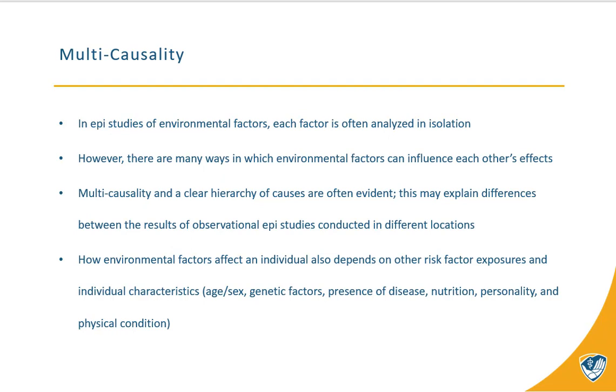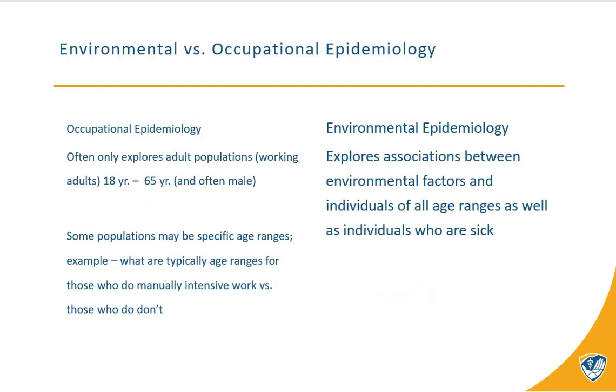In epidemiologic studies of environmental factors, each factor is often analyzed in isolation. However, there are many ways in which environmental factors can influence each other's effects. Multi-causality and a clear hierarchy of causes are often evident. This may explain differences between the results of observational epi studies conducted in different locations. How environmental factors affect an individual also depends on other risk factor exposures and individual characteristics, many of those listed on this slide.